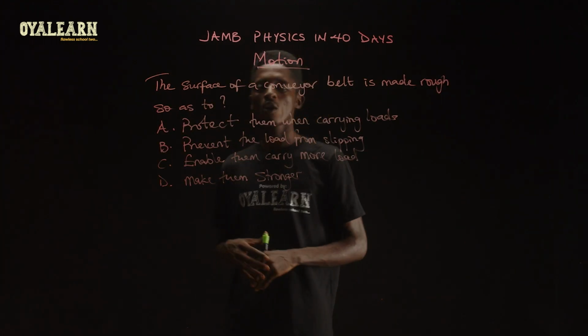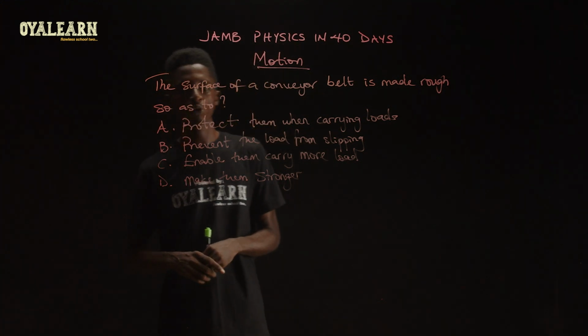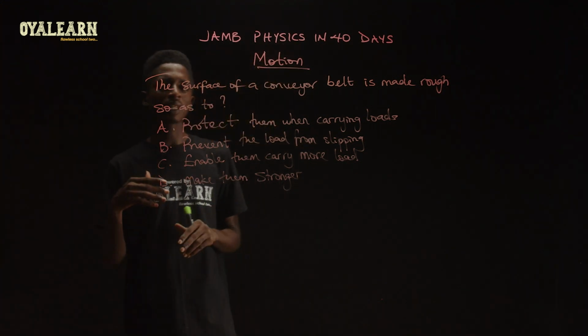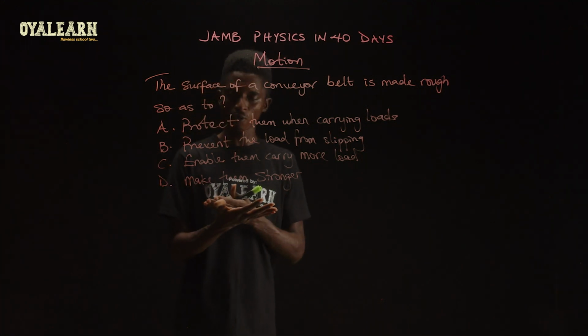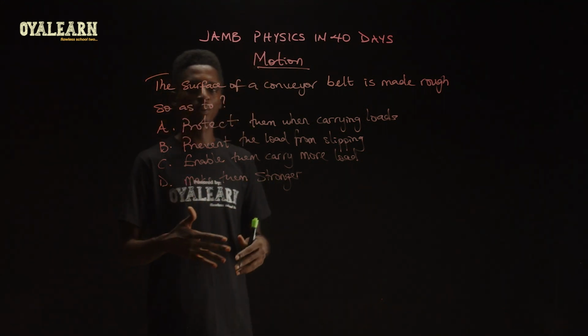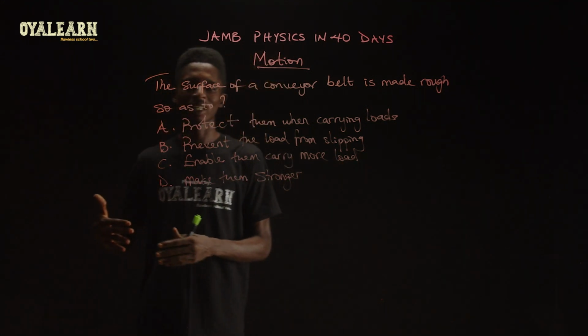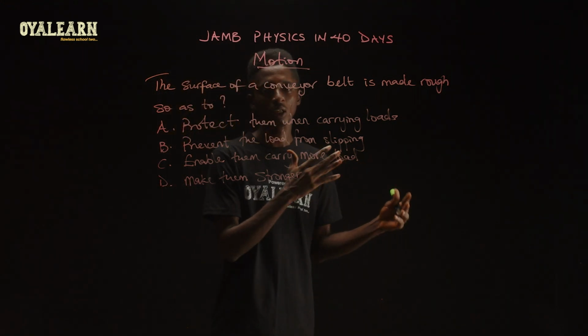The surface of a conveyor belt is made rough so as to, now we say we're looking at surface of conveyor belts. Now that conveyor belt that we put load on at the airport and other places like that, that carries it from one point to the other.